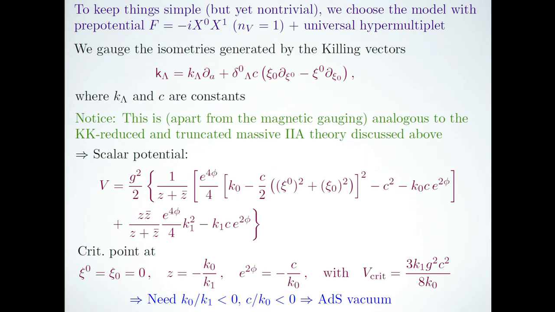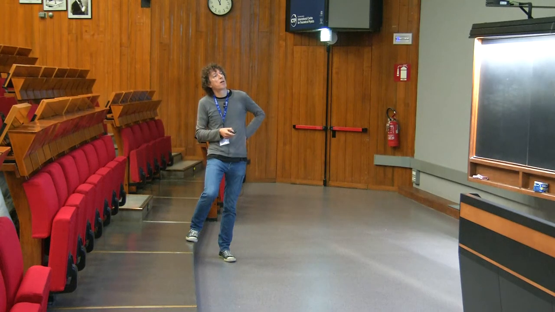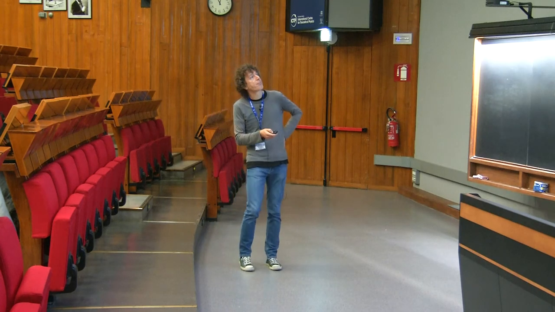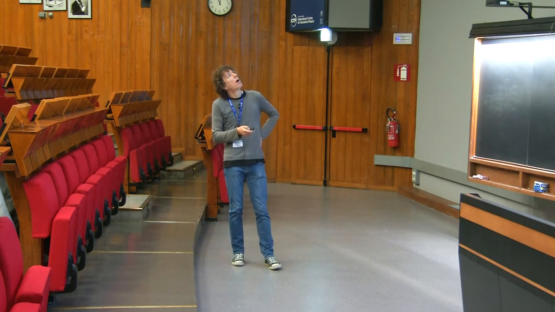So you see, well, Im z must be positive in order not to have ghost modes in the action. So you need k_0 over k_1 to be negative. e^{2φ} must also be positive, so c over k_0 must also be negative. And then V critical will be negative. So this corresponds to a negative cosmological constant, so you have an AdS vacuum.